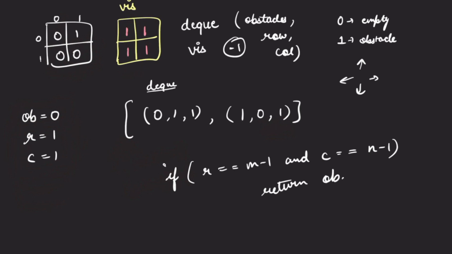And why were we able to get the minimum number of obstacles here? Because we were prioritizing all the empty cells before the non-empty cells. So let us quickly look at the code to understand it better.